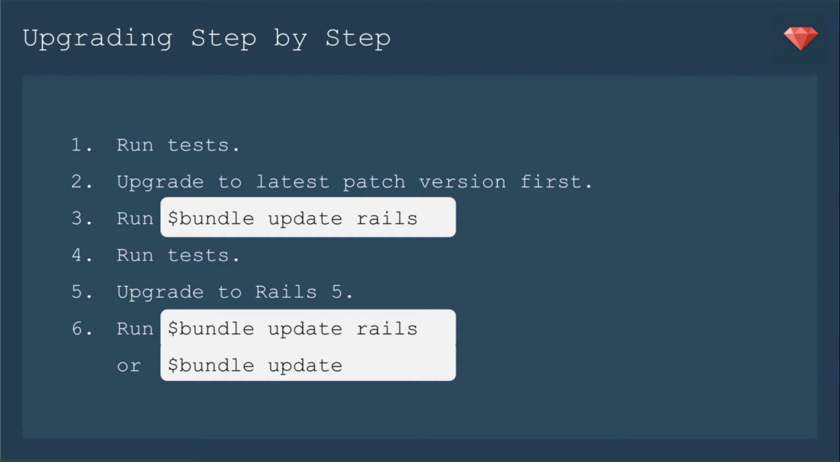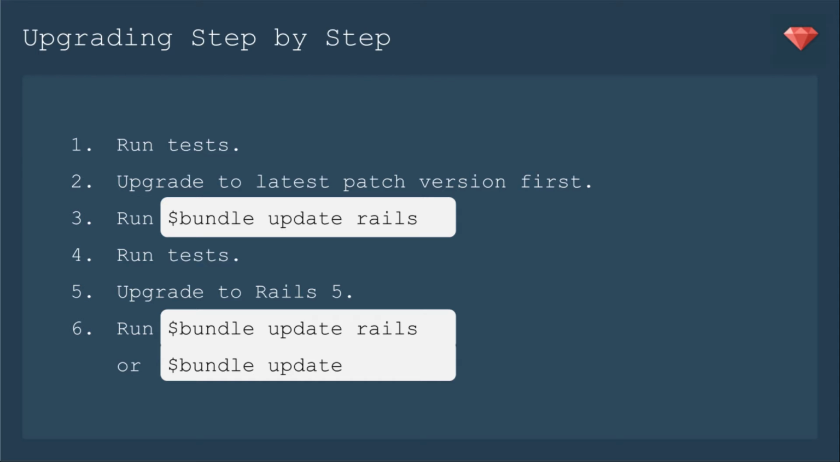First up, be sure to run your tests and make sure they're passing. Then upgrade to the latest patch version first. So at the time of this recording, that was Rails 4.2.7. And then just update Rails, bundle update rails. Then, of course, run your tests again. And if everything passes, go ahead and upgrade to Rails 5.